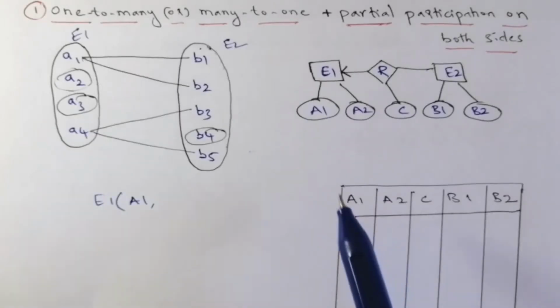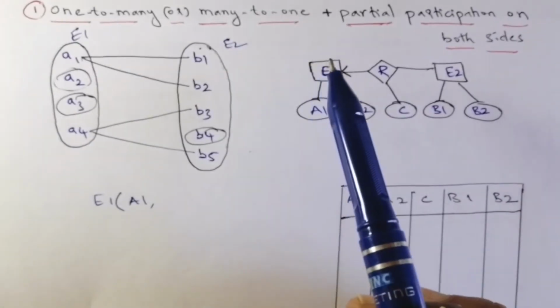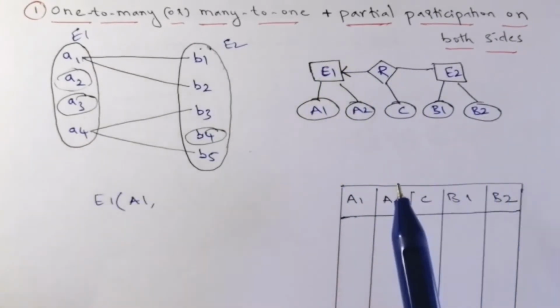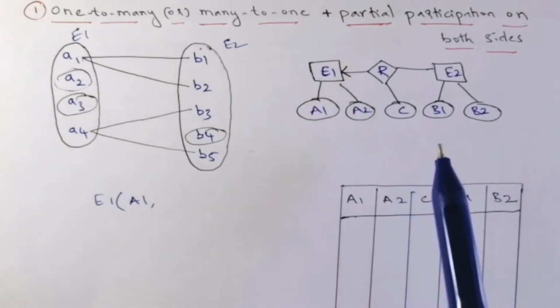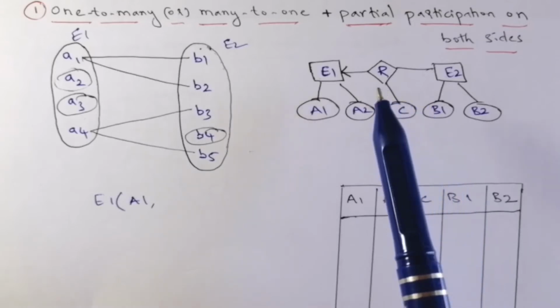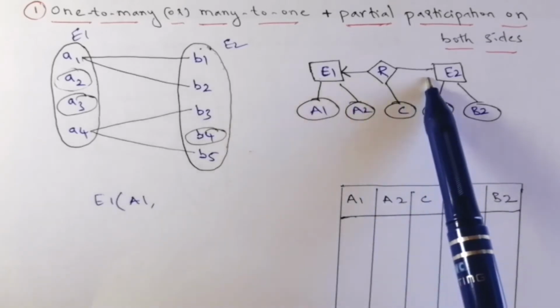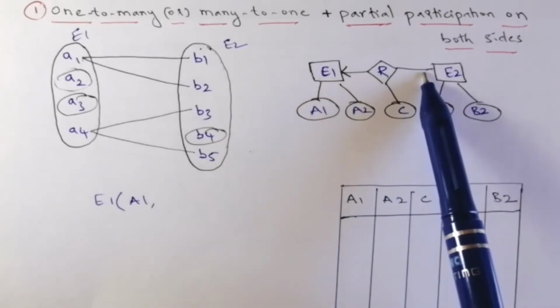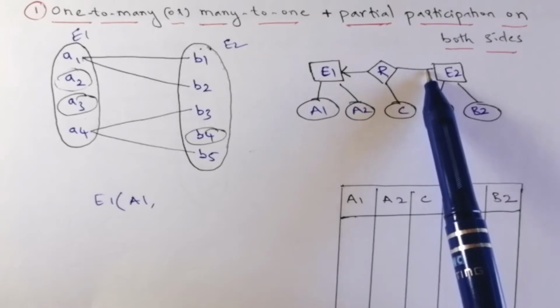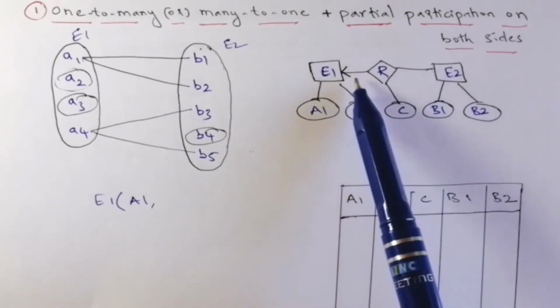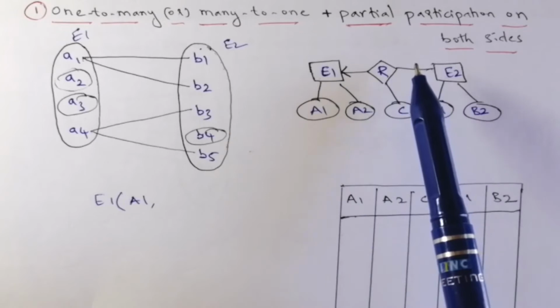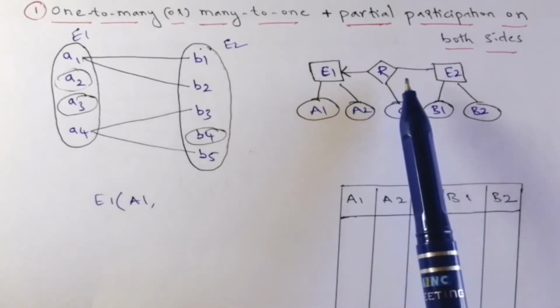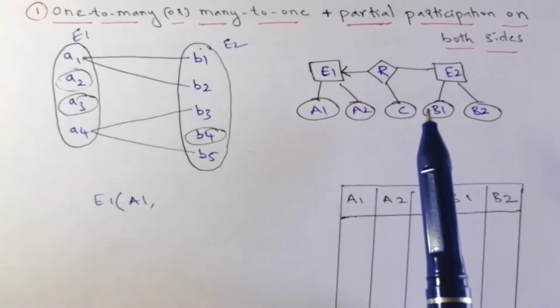So this is our first case, that is one to many or many to one plus partial participation on both sides. So it is the one to many case, and on both sides we have the partial participation, right? It can be many to one or one to many. We can take this example on both sides, right? So this is the case here.